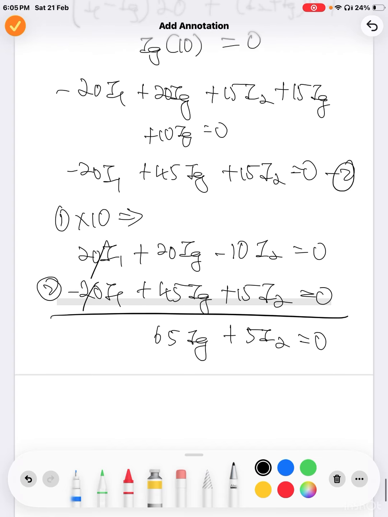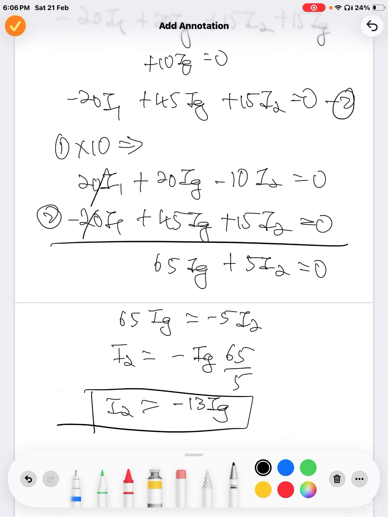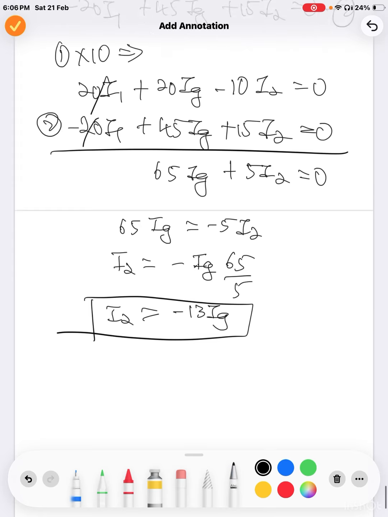So from this relation, we can write the Ig relation in terms of I2. So Ig into 65 is equal to minus 5 into I2. So I2 equal to minus Ig into 65 by 5, which becomes minus 13 Ig. That is the I2 value. So I2 can be written as minus 13 Ig. Now we'll take the next loop.